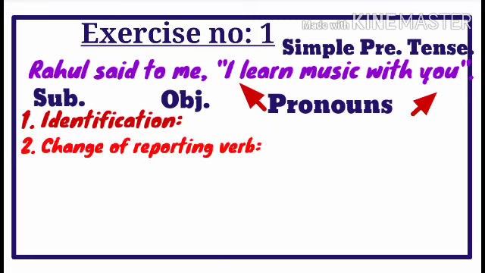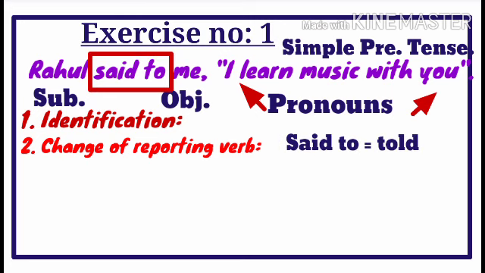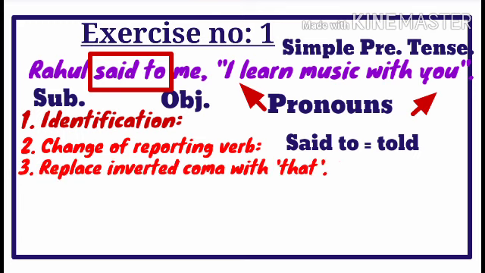Second one is change of reporting verb. So your reporting verb is said to. Said to changes to told. Next is replace inverted comma with that if it is a statement. So inverted comma we have to remove, it's a statement. So it will be Rahul told me that.